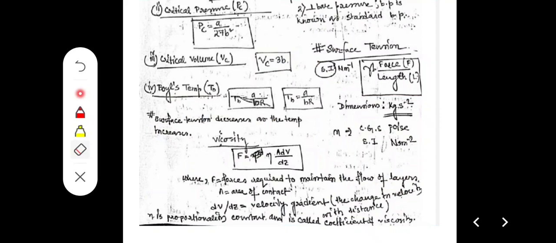Ultimately the critical pressure Pc is equal to a by 27b squared. The boiling point at 1 bar pressure is known as the standard boiling point. When there is 1 bar pressure, that is called the standard boiling point.